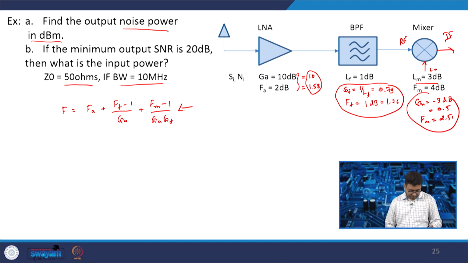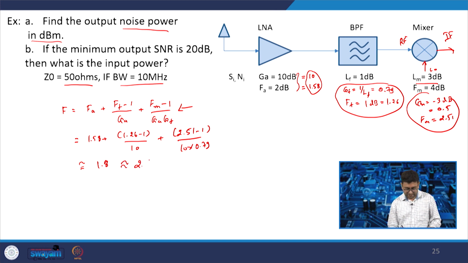Now, all these values that we have found, put them in this equation. Once you put them in, you will roughly get the noise factor. So, you write 1.58 plus 1.26 minus 1 by G A, where the gain is 10, plus 2.51 minus 1 by 10 into 0.79, and you will get roughly 1.8, and if you convert to dB it is nothing but 2.55 dB. So, this is the noise figure of the complete system.